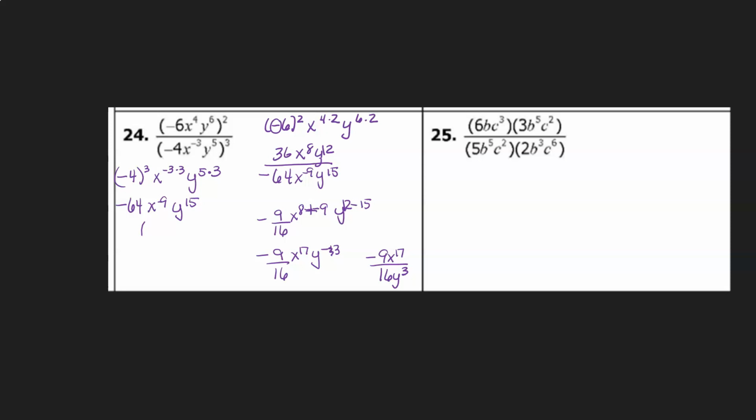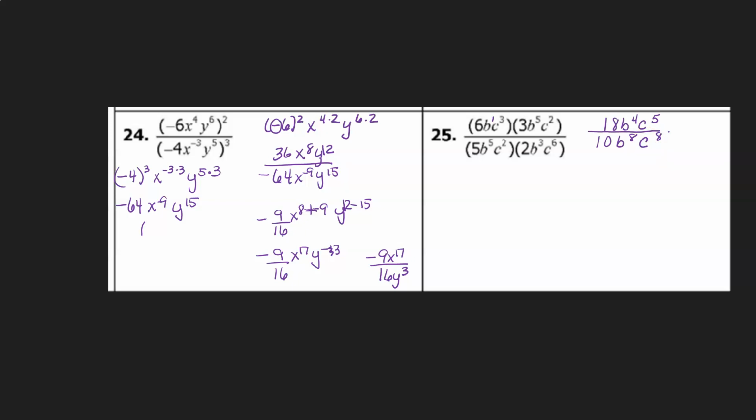Okay? All right, this is the last one. Nothing to power, so let's just multiply. 18 b to the 1 plus 5 is b to the 6th. C to the 3 plus 2 is c to the 5th. Over 10 b to the 5 plus 3 is 8. C to the 2 plus 6 is 8.